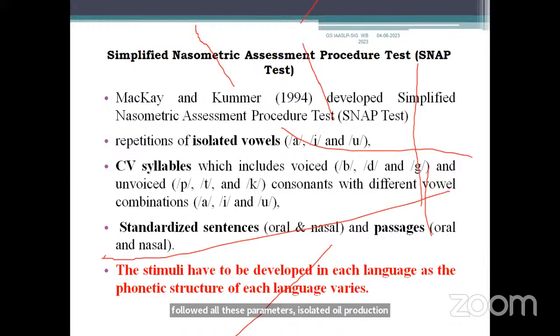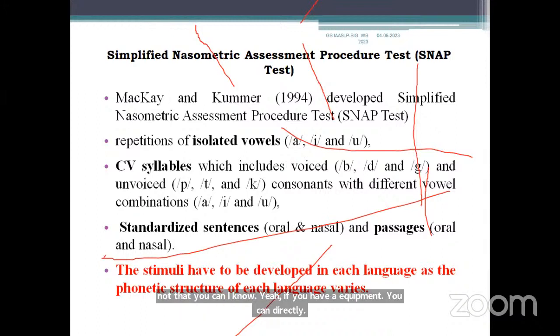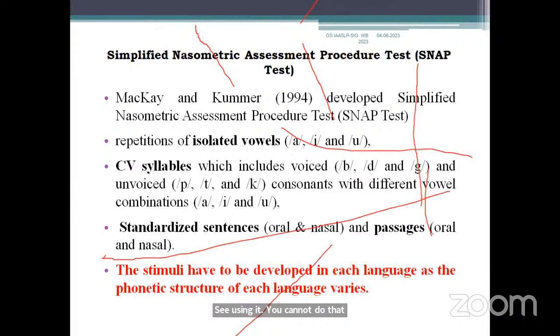I want to get your attention here. It is not that if you have the equipment, you can directly start using it. You cannot do that, because based on your language, you have to have your own oral sentences and nasal sentences. You need to develop them, and you need to establish normative values for the particular population in which you are interested. Then after that, you can start using nasalance or nasometry.